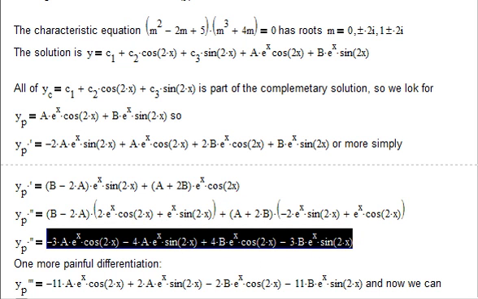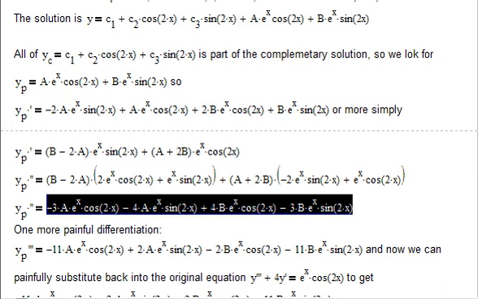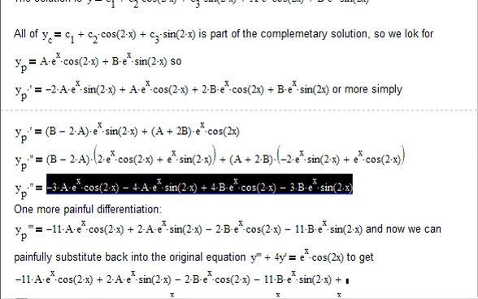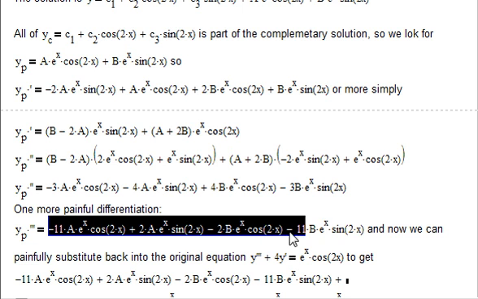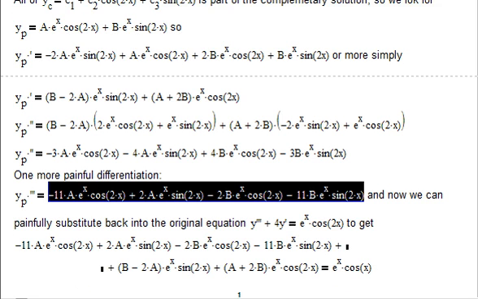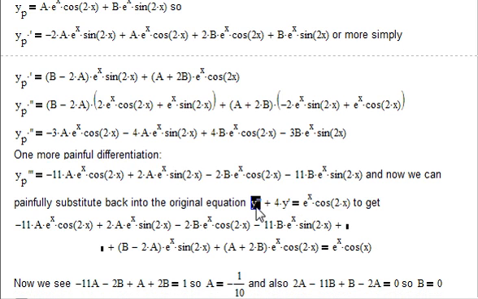So one more painful differentiation, we need a, dare I say it, a third derivative. And I'll be honest with this one, I think I probably used my software and came up with this as the third derivative. And now we can painfully substitute this back into the original equation. So very difficult. Yes, but we must do this. So we're going to put that third derivative back in here and the first derivative in here.